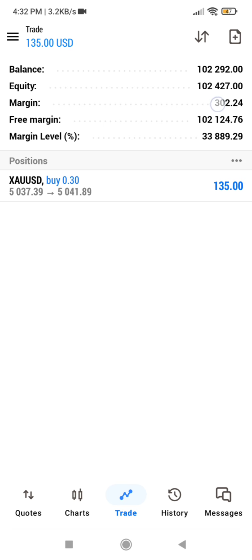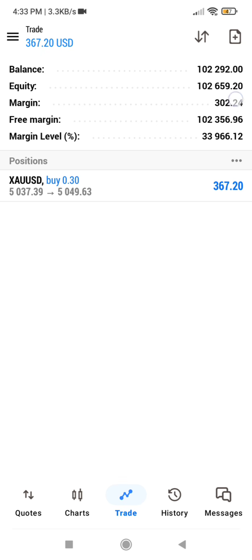This 302, your broker will hold it. So it's like a kind of collateral that you have to give inside of your balance for your broker to allow you to open this position. So the free is the one that is remaining. That free margin is the one that is remaining.